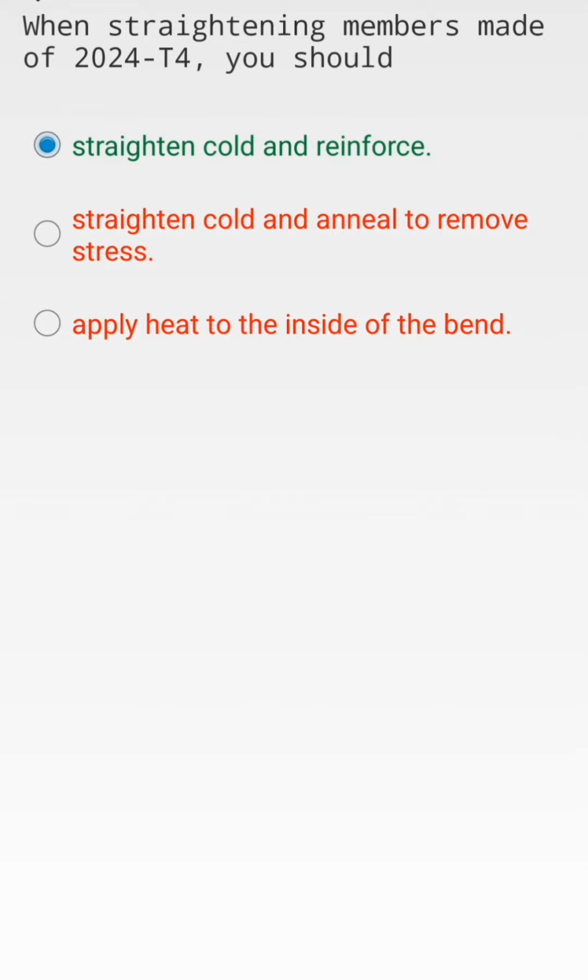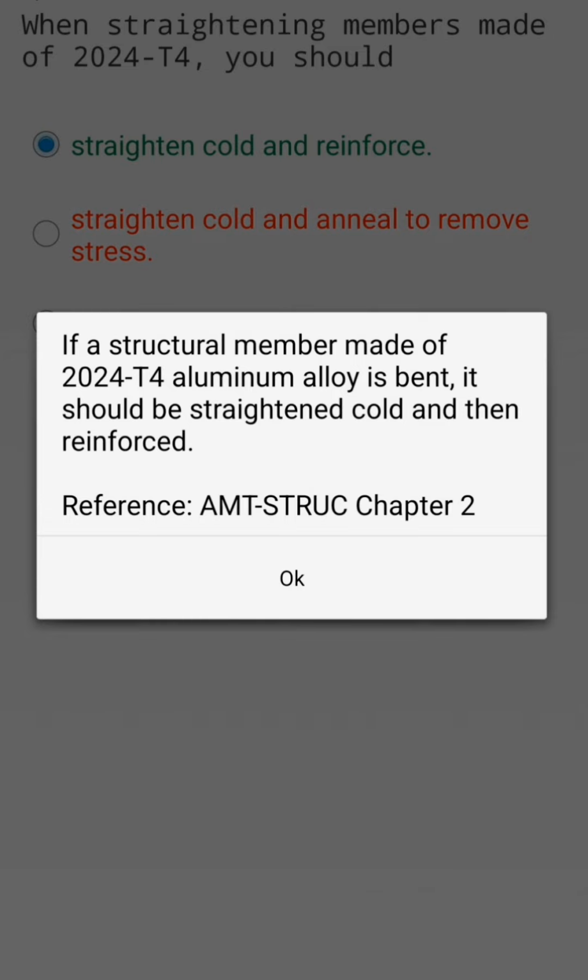When straightening members made of 2024-T4, you should straighten cold, then reinforce. If a structural member made of 2024-T4 aluminum alloy is bent, it should be straightened cold and then reinforced.